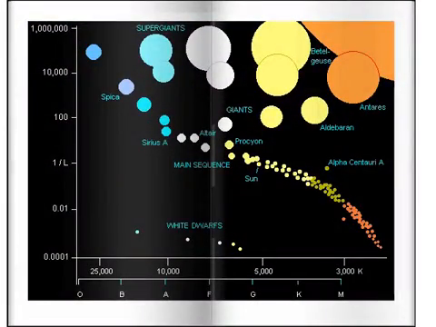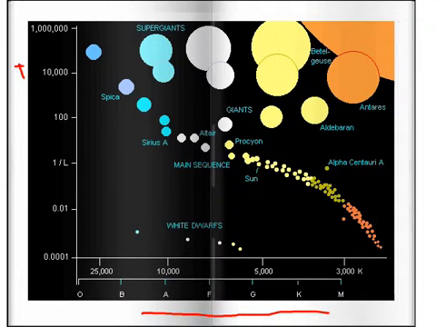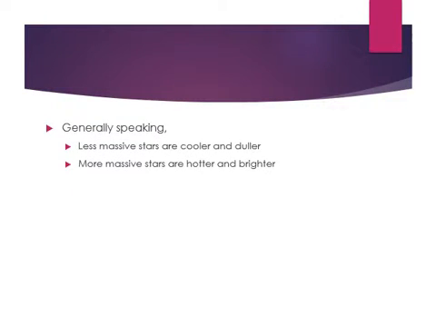And again, we've got another diagrammatical representation, again with our luminosity on this scale here, and our surface temperature decreasing from left to right here. So, generally speaking, less massive stars are cooler and duller, more massive stars are hotter and brighter.